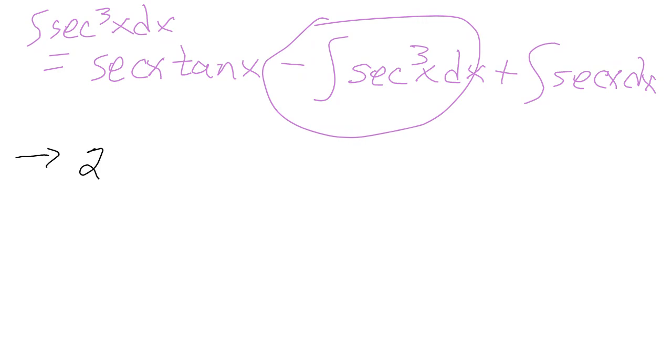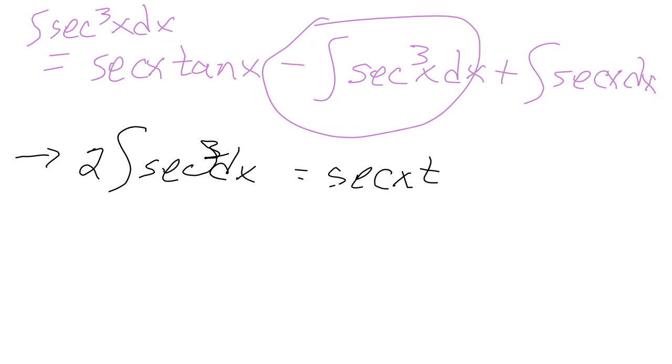So that implies that 2 times the antiderivative of secant cubed x dx equals secant x tangent x plus the antiderivative of secant x. Now the derivative of what is secant? We don't have that one. Was that one that was in a back flap? Was that a natural log or something?